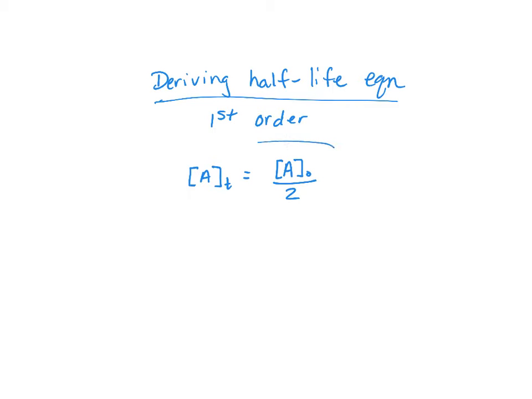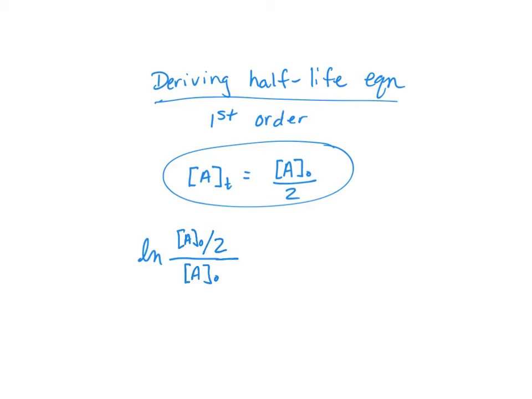So let's use this and plug it into our integrated rate law for a first order reaction and see what that gets us. So I'll take the natural log of, it's written as A at time t, but we're going to substitute in A at time 0 divided by 2. And then that is divided by A at time 0. And this is equal to minus K times T. Okay, so all I've done is substitute in A at time 0 divided by 2 for A at time t.